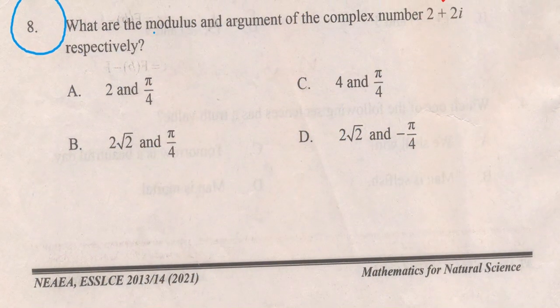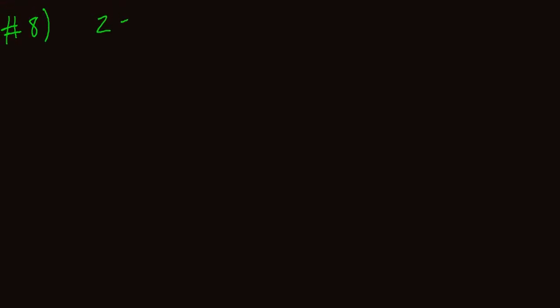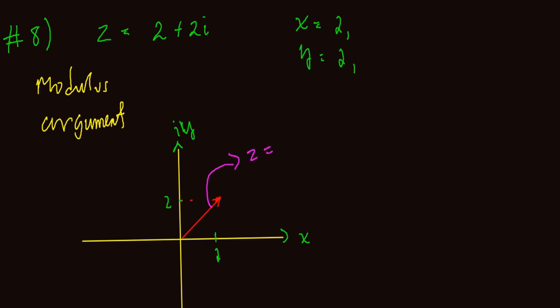Question number 8. What is the modulus and the argument of the complex number 2 plus 2I ነው የሚለው. The given complex number is 2 plus 2 times I. So x is 2 and y is also imaginary part is 2. So we have to find the modulus and the argument. So this is our complex number z is equals to 2 plus 2I.